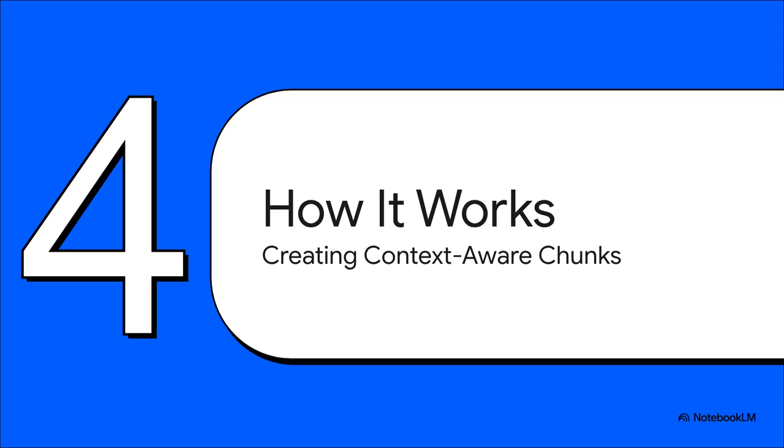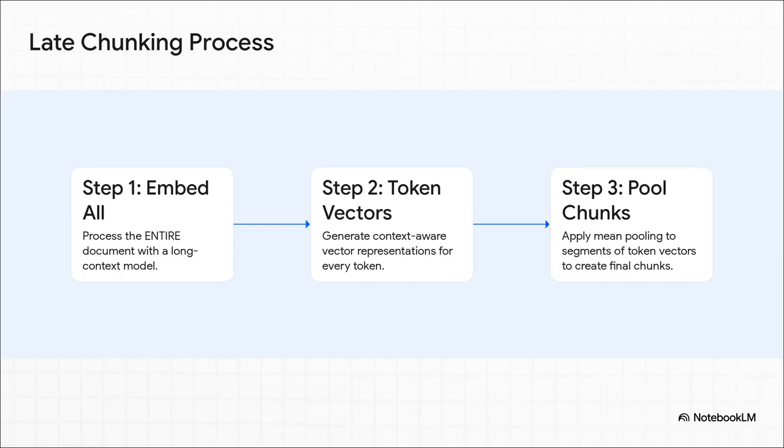Well, it's all about creating chunks that actually know what's going on around them. So here's how it works under the hood. First, a long context model reads the whole document, from start to finish. As it's reading, it creates a unique context-aware vector for every single token. Now, here's the cool part.